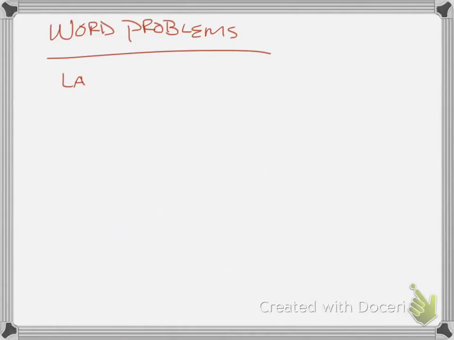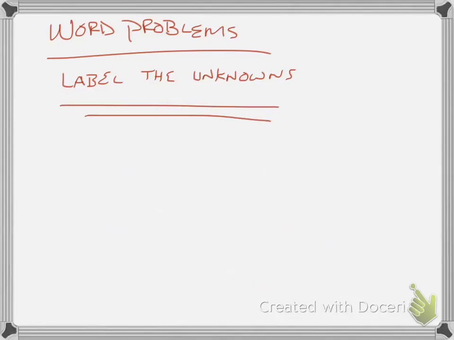The one thing with word problems is to label the unknowns. And then you have to try and interpret the words into symbols to either write the equation or the inequality. But the biggest thing that I see people not doing is labeling the unknowns.